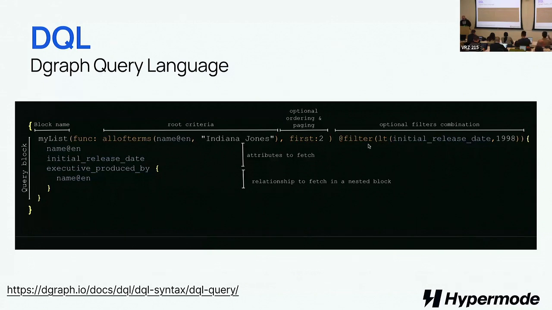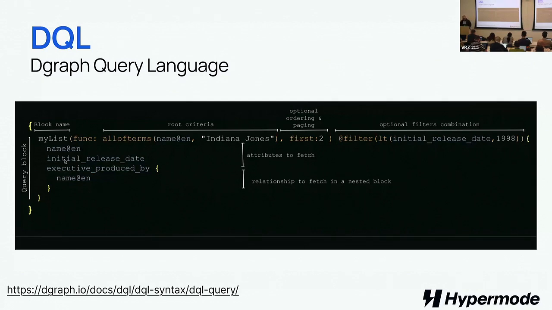We can apply other functions and filters to them here at the root. But then this nested section is the selection set, which is what is expressing our graph traversal. And it's also expressing the pieces of data that I want to return. So here we're saying I want to return the name property from the Indiana Jones node, the initial release date, and then I want to traverse this executive produced by relationship to find who produced it, return their name. So that's how we express traversals in DQL with this sort of nesting.